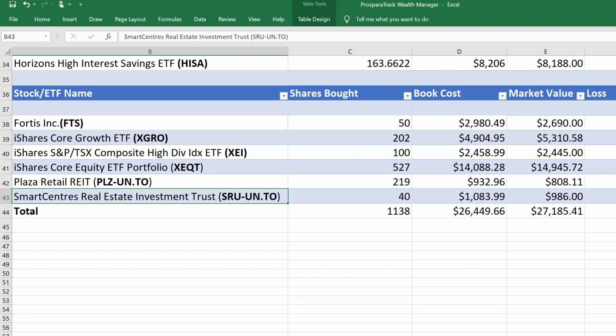So as you can see, the total amount of shares that I own in my RDSP is 1,138, with the lion's share of my shares being in XEQT. The total value of my investment at the moment is currently 26,000 plus, and the total market value of the fund is 27,185.